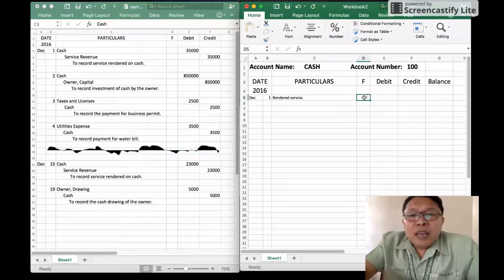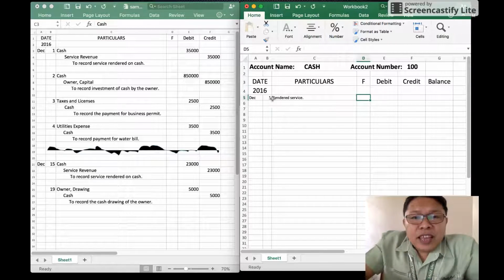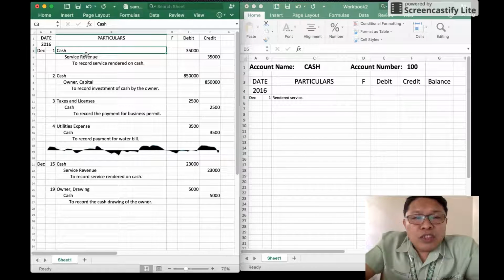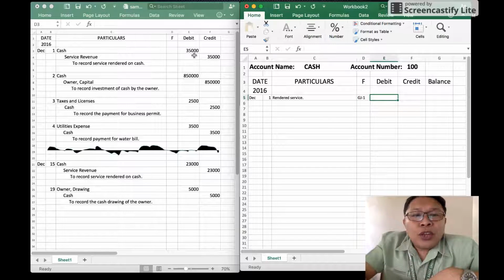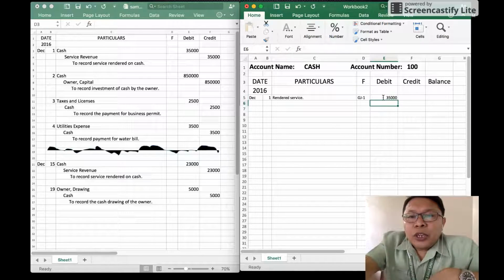Okay, so this time we'll be using the folio of reference. We know that this entry was taken from page 1 of the general journal, and therefore in the folio of reference, you'll have to write GJ1. That GJ1 pertains to general journal page 1. Okay. And we have a debit of 35,000. So we have to write here debit 35,000.